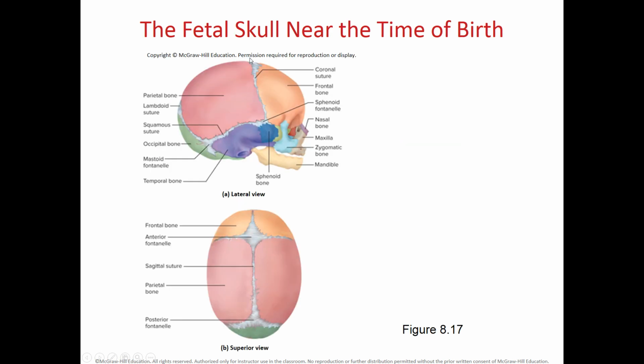So these are the sutures that we have, and the fontanelles. This will be the anterior fontanelle between the frontal bone, this is the superior view, and the temporal bone. Then here we have the sphenoid fontanelle between the sphenoid bone and the temporal. And then we have here the posterior fontanelle that you can see between the occipital and the parietal bones, and then these will be the mastoid fontanelles.